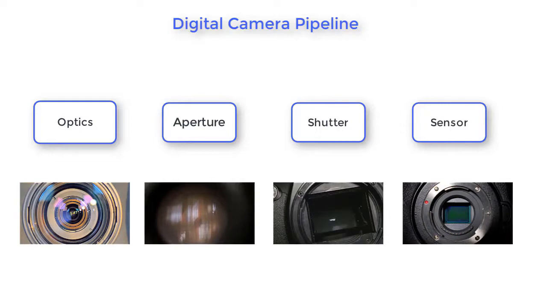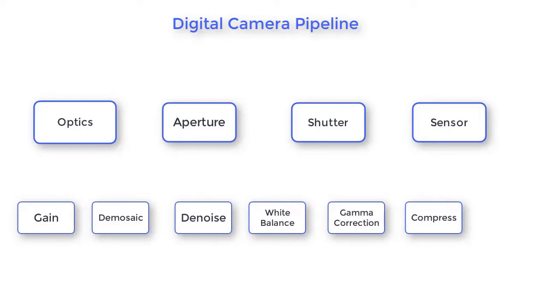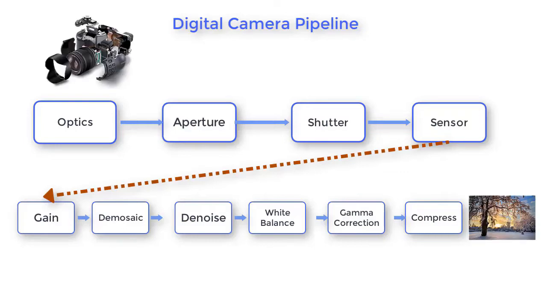This is just the tip of the iceberg in the digital camera pipeline. There is a huge lineup of processes that have to take place before you get to save. The key processes we are going to explore are gain, demosaicing, denoising, white balance, gamma correction, and compression. All these processes are going to be covered in much more detail later on. But just think about the progress that has been made in digital imaging. Just with a click of a button, all these processes happen, and finally you see the image saved on your camera.